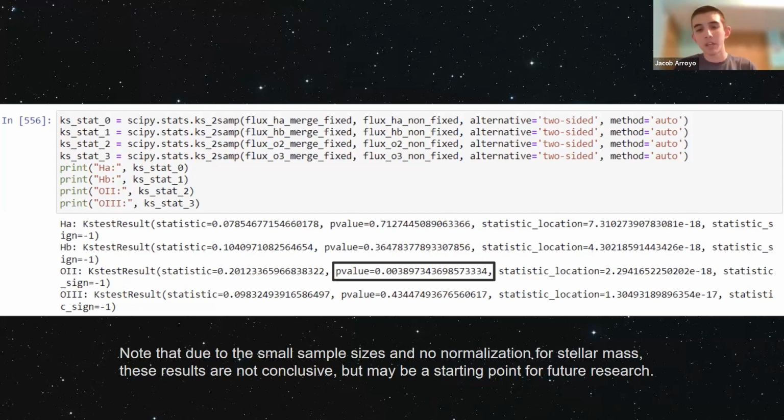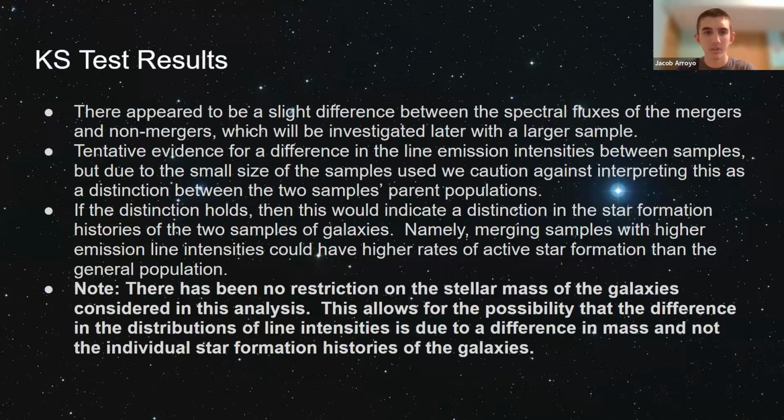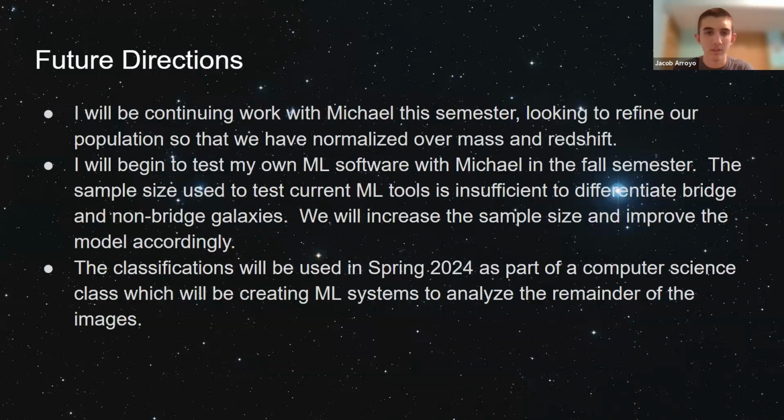However, we didn't normalize for stellar mass, and since greater mass galaxies will have stronger emissions overall, simply due to having more stars and more mass that is emitting these radiations, we cannot treat these as conclusive results. We'll need to do that in the future, but it is a starting point for future research. I'm going to skip this because I mostly mentioned all of this.